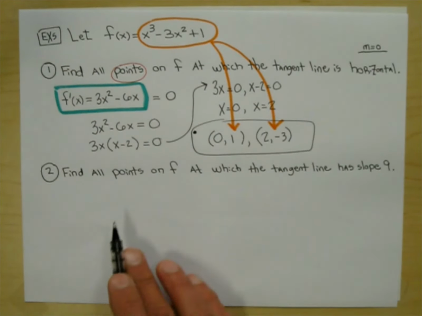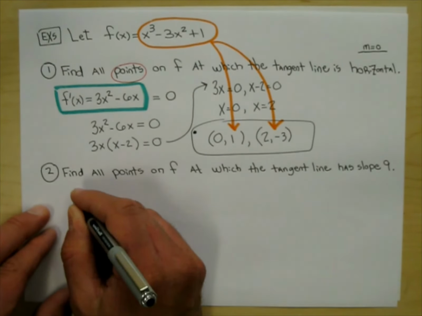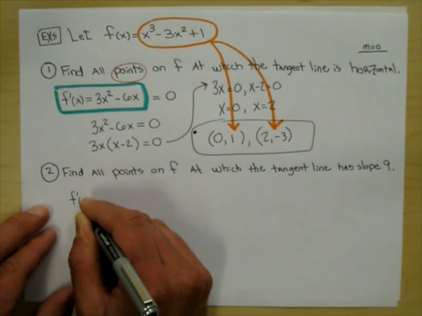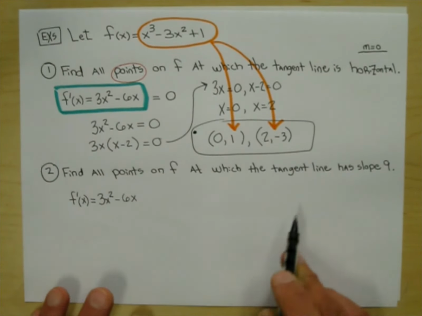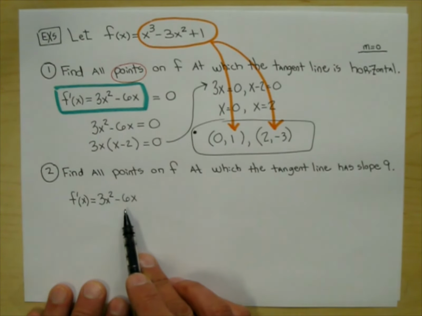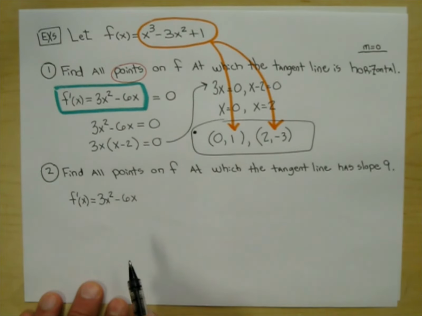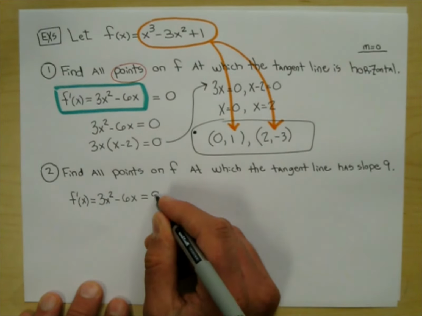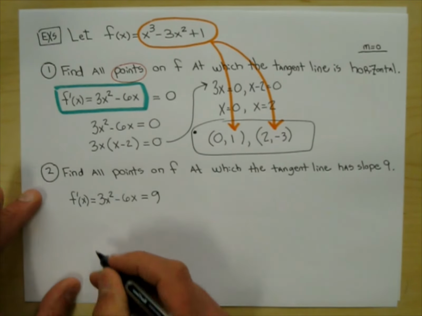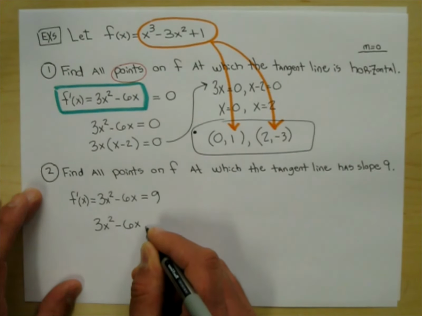Problem number 2 says find all points on f at which the tangent line has slope 9. So we have our derivative here, and we want the x values that when you plug them in here, a 9 comes out. Well, that's a pretty steep slope, so we'll look on the graph after we get this, if it's on the graph. Maybe it's out of range. I'm going to set this not equal to 0, but equal to 9. So look what I have. Let me write this equation here: 3x squared minus 6x equals 9.